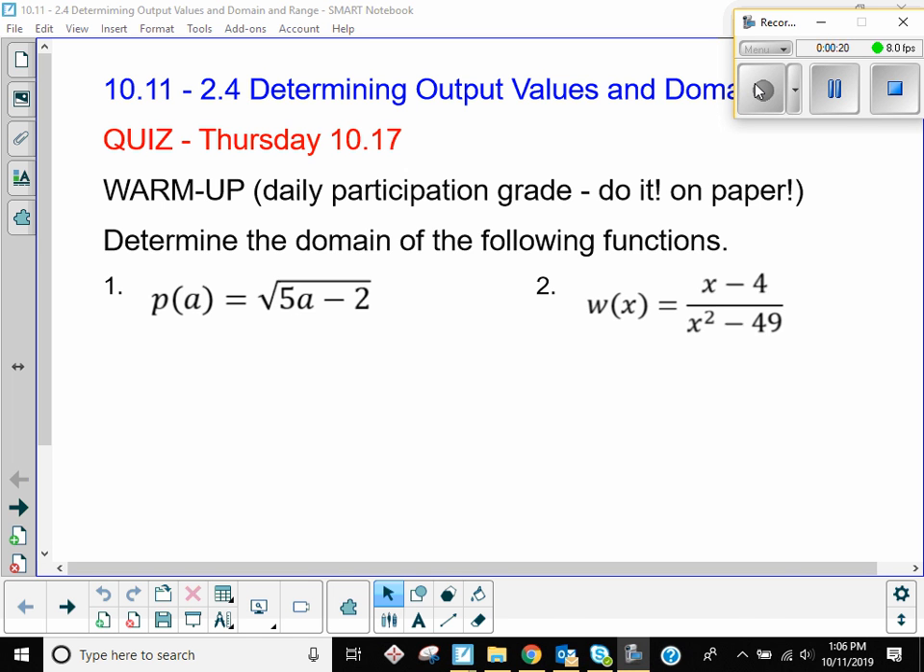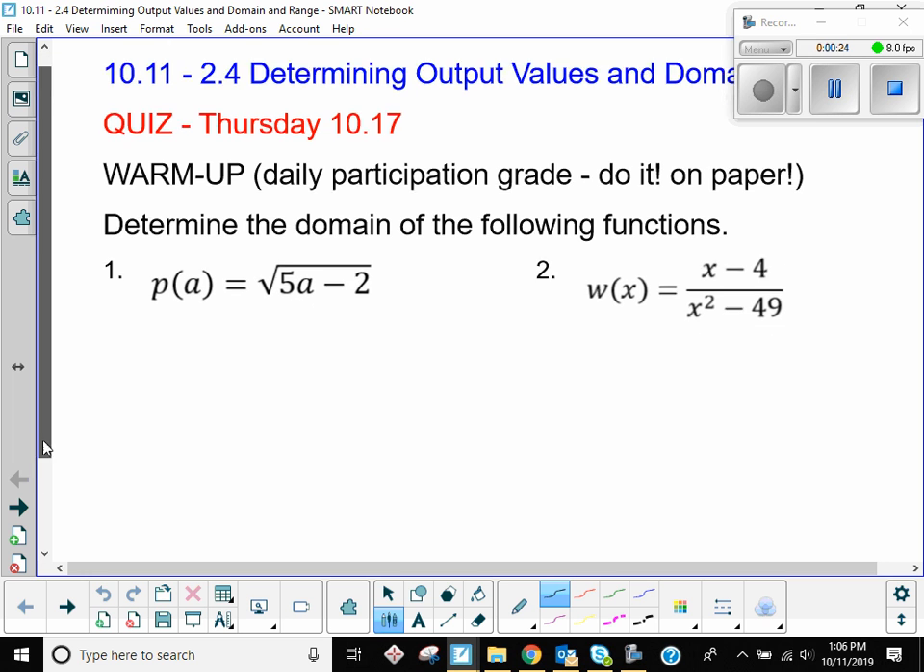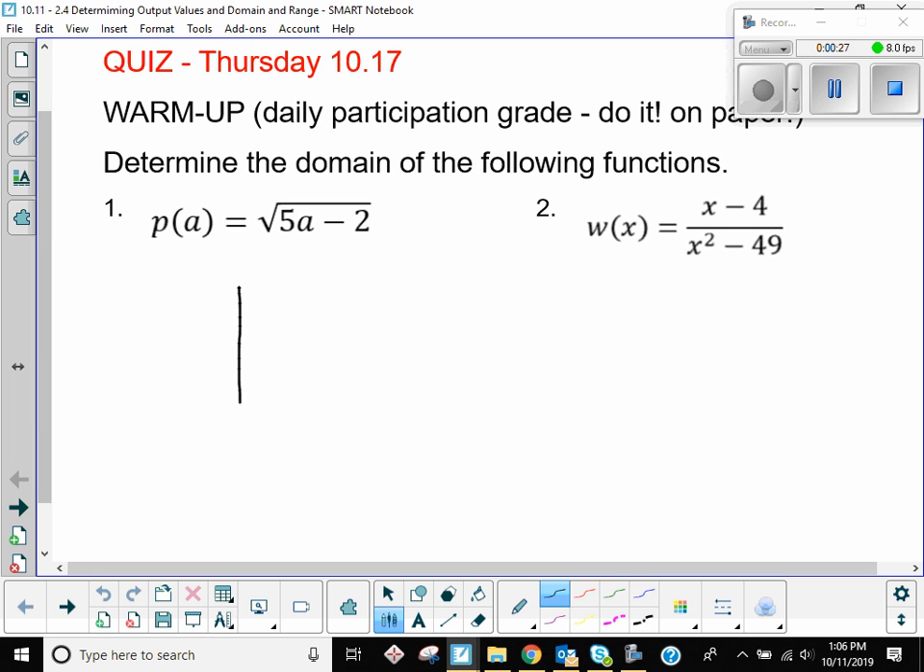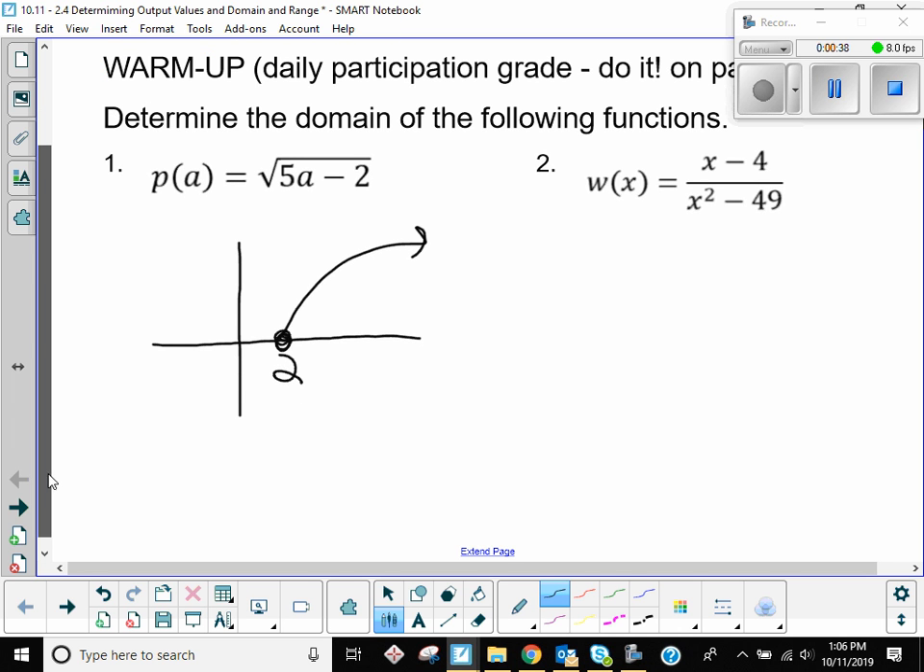So 2 days ago, when we first talked about domain and range, I gave you pictures. I gave you something like this, and I said, write the domain in interval notation. And it's easy from a picture. It's easy to see that only the x's from here to here are defined for this graph, or this function. And it's easy to see that nothing over here is defined for that function.